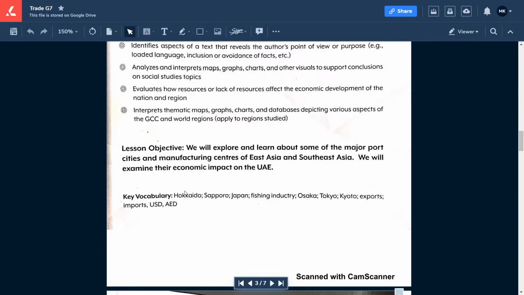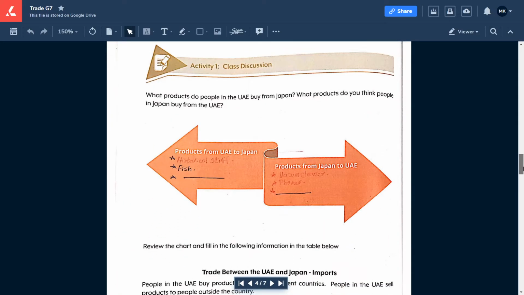Hokkaido, Sapporo, Japan, fishing industry, Osaka, Tokyo, Kyoto. All of these are cities. I think they're Japanese cities. Okay. Exports, imports, US dollar, Emirates, Arab Emirates, dirhams.